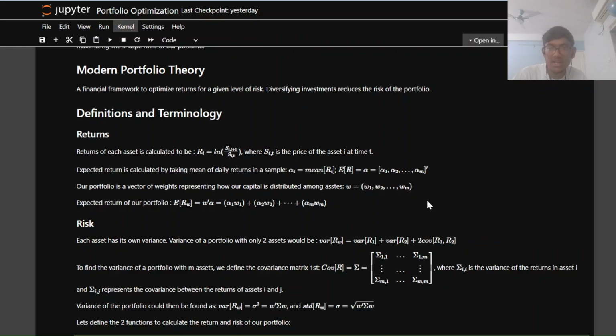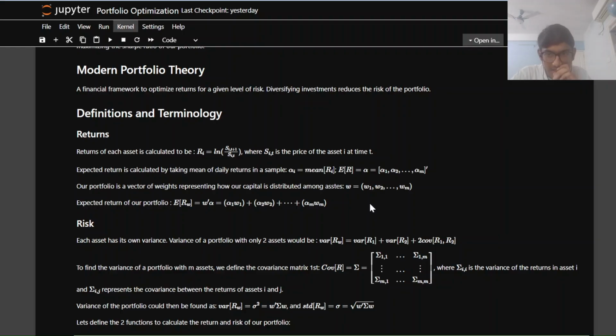So if you have 200 assets, your expected return is basically just the mean of the daily returns of each asset. So your vector will have 200 elements, and obviously your portfolio is a vector of weights, right? Which basically represents how much capital you have distributed amongst your assets. So the expected return of the portfolio will just be the dot product of your weights vector and your expected returns vector, which is basically the summation of alpha i w i.